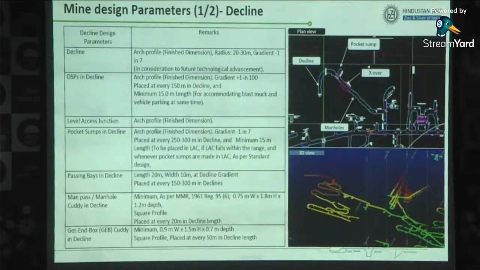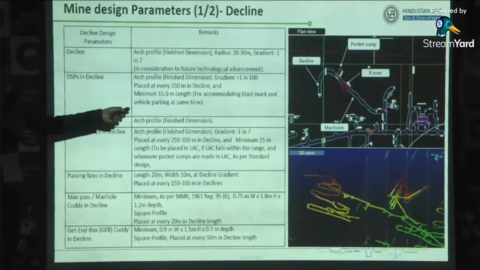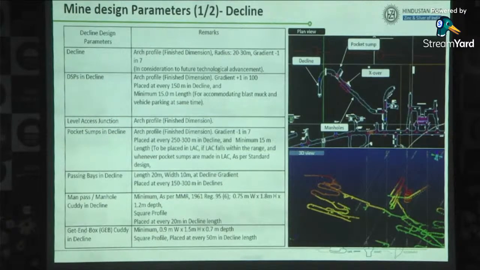So these are some mine design parameters. We design our mine in Datamine software, Datamine RM, Datamine Studio UG. These are some parameters we are using. After developing the ramp, let me explain one by one. In decline, we use a 1 in 7 gradient. In decline, we have crossovers of minimum 15-meter length. At every 150-meter interval in the decline, we use a crossover to pass vehicles and all.